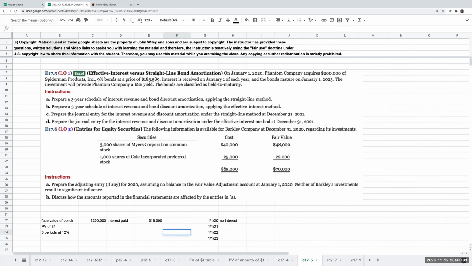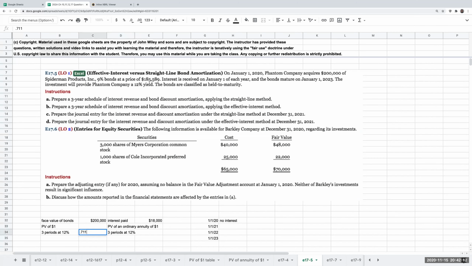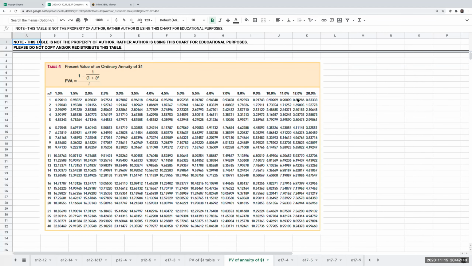So there's 3 periods. For the interest, I'm going to do present value of an ordinary annuity of $1. This is going to be 3 periods at 12%. So I'm going to go 3 periods at 12%. This is for the lump sum. The present value of $1 just does lump sums. So this is going to be 0.71178. And then over here, I'm going to go to the present value of an annuity of $1, 12% at 3 periods, or 2.40183.